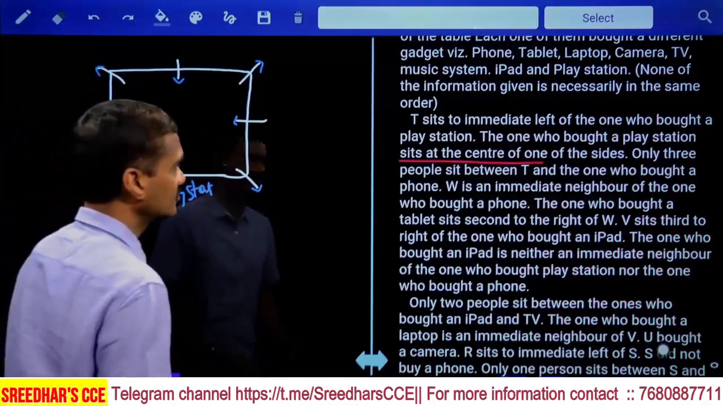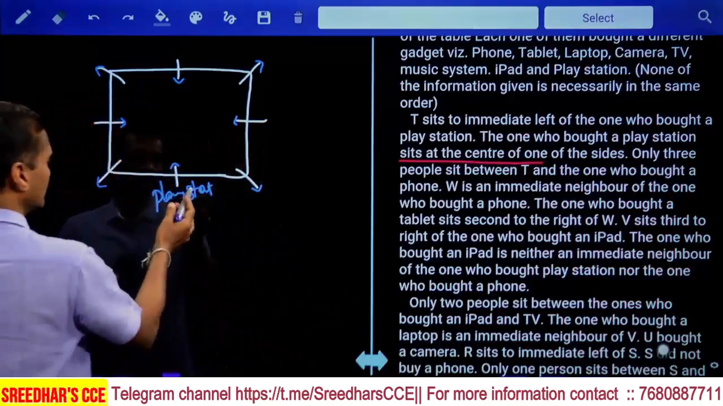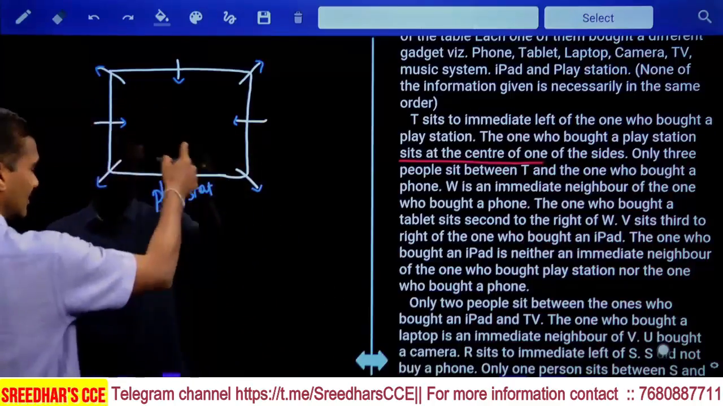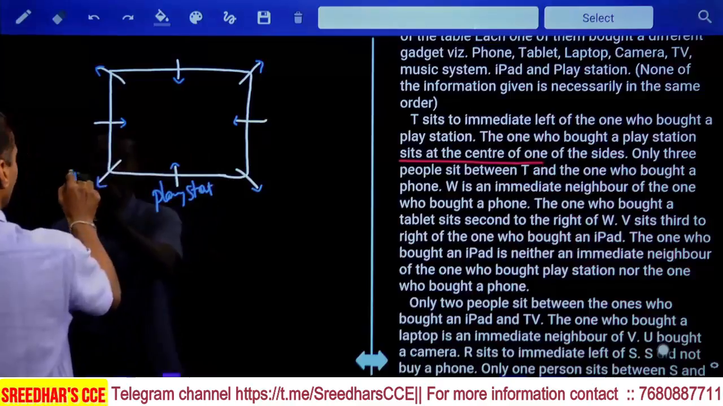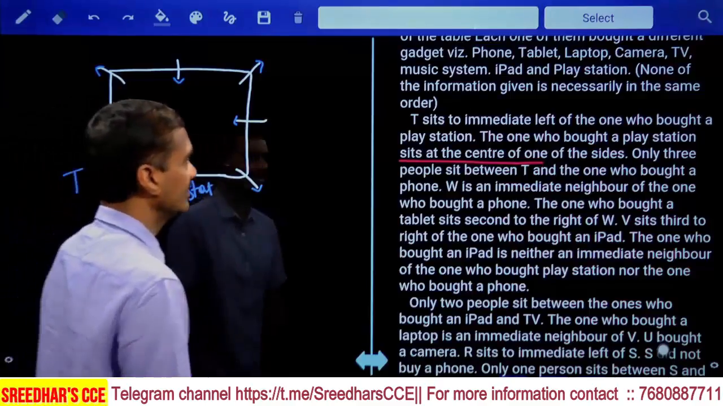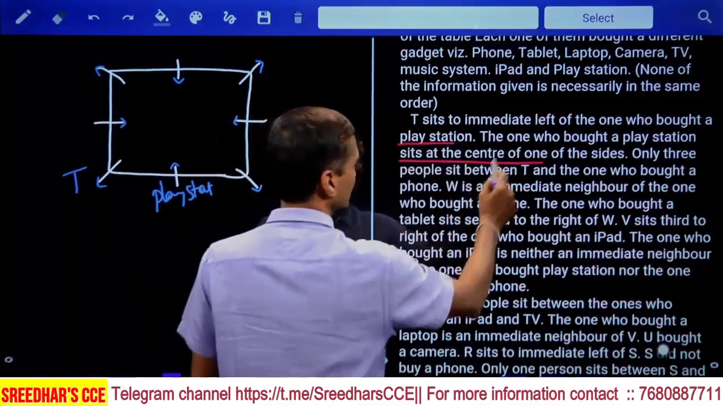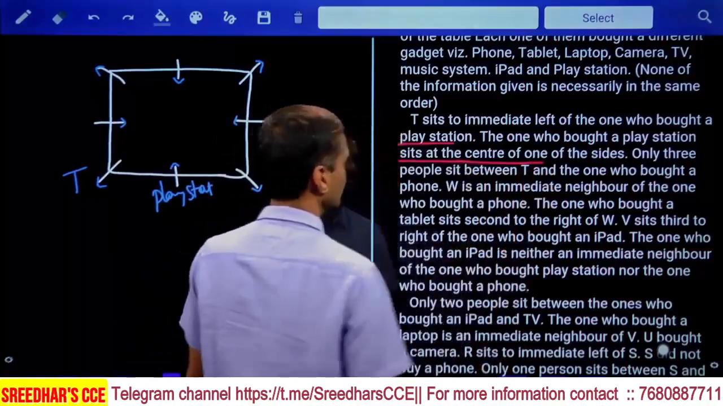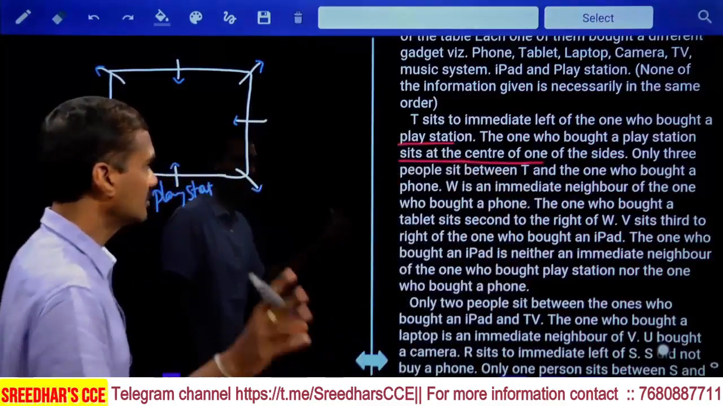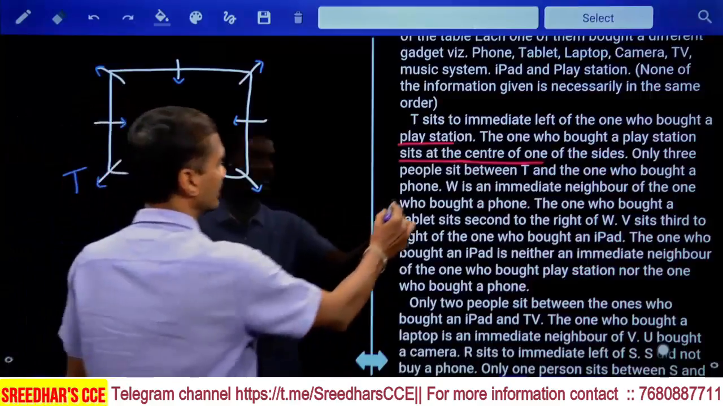Then T sits to the immediate left of the one who bought a PlayStation. This person is facing towards the center. Left means clockwise. Hence T will be here. The one who bought a PlayStation sits at the center of the sides. Only 3 people between T and the one who bought a phone.